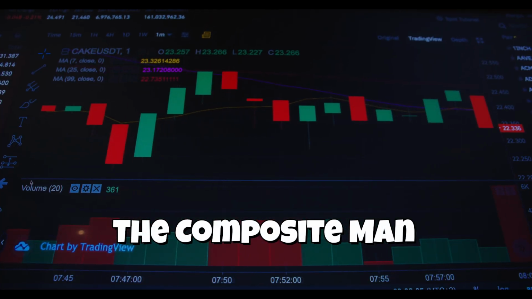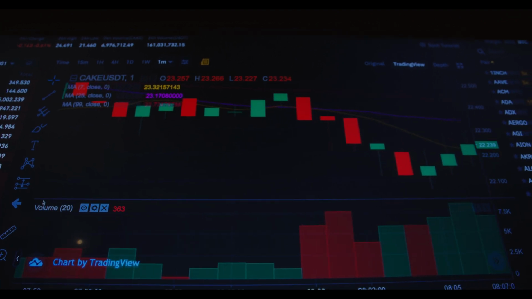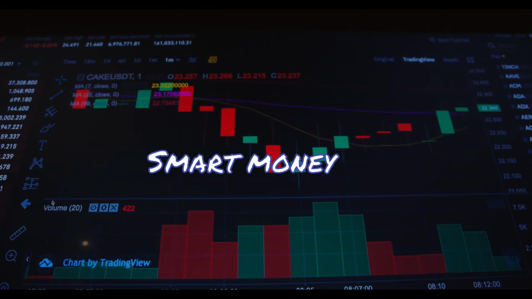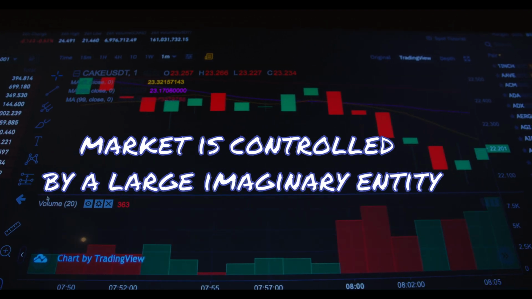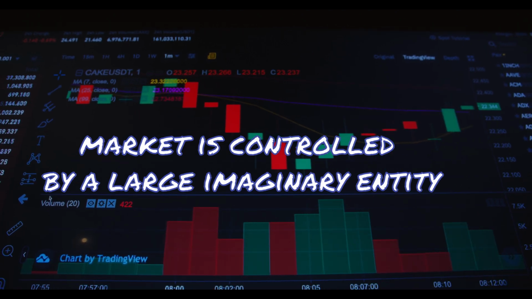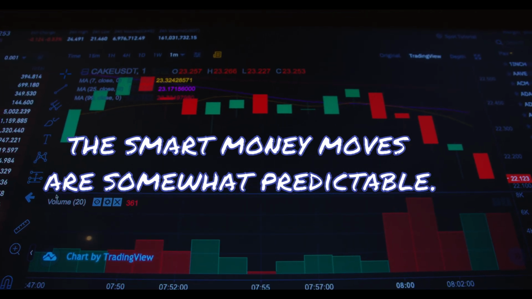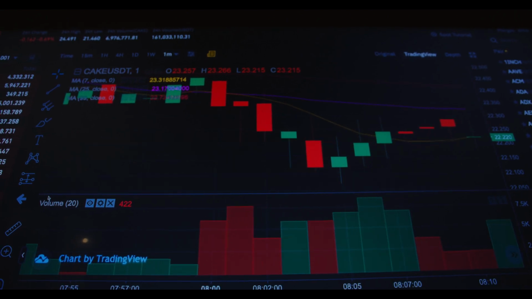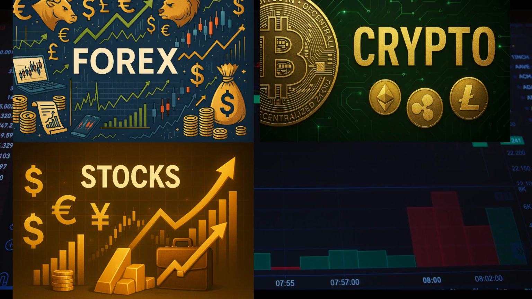The composite man. The composite man or composite operator isn't a law but an abstract concept. I liken it to the modern label of smart money. Richard Wyckoff states that any market is controlled by a large imaginary entity whose behavior contradicts what your average retail trader does. But at times, Wyckoff asserts that the smart money moves are somewhat predictable. In less figurative terms, he simply meant the biggest players, like institutional investors and so-called market makers. These entities exist whether the financial asset is Forex, crypto, stocks, or commodities.